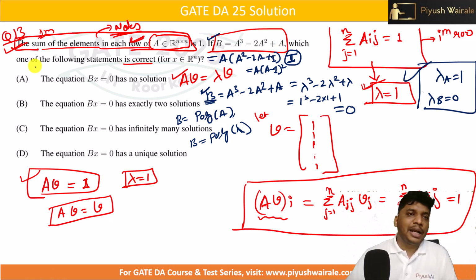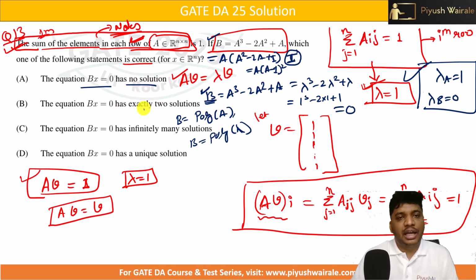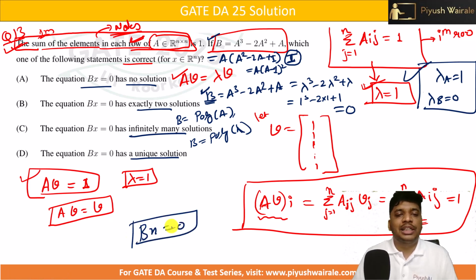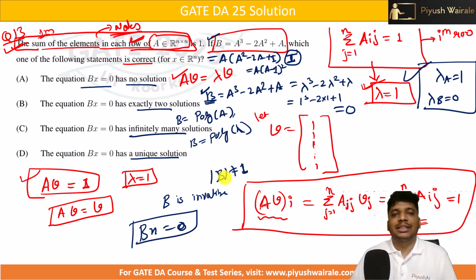Now, let's come back to this question. So here we have the eigenvalue of matrix A is 1 and of matrix B is 0. Now, the options are: the equation Bx equals 0 has no solution, exactly two solutions, infinitely many solutions, or a unique solution. We have discussed in the system of linear equations that Bx equals 0 is a homogeneous linear equation, right? And if B is an invertible matrix, it means the determinant of B is not equal to 0, and it has a unique solution.